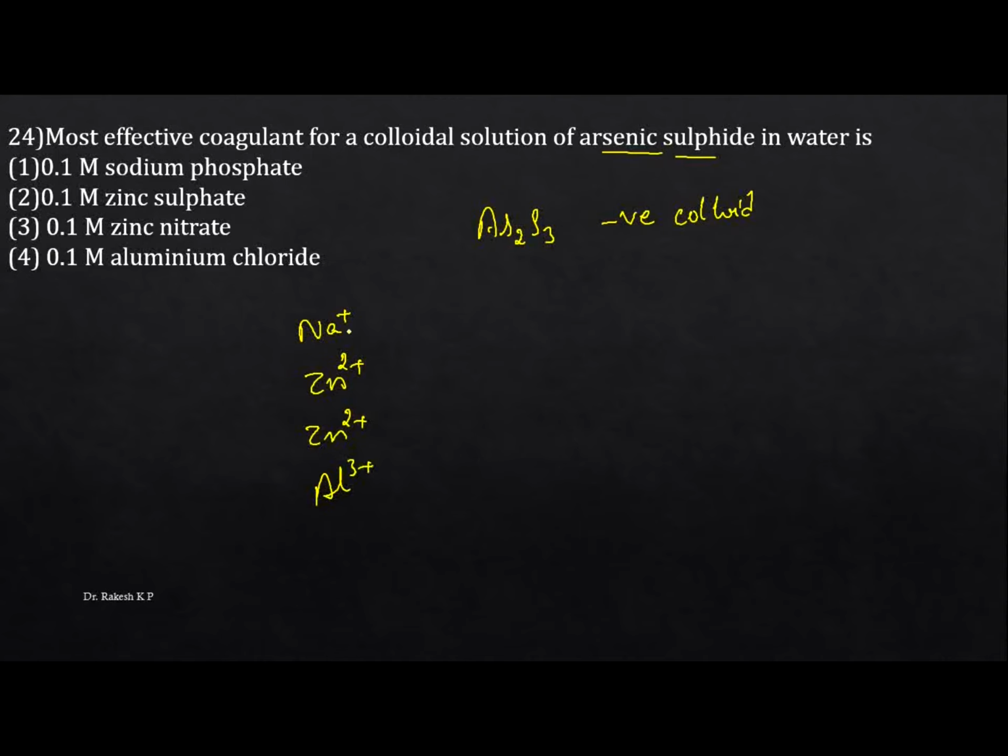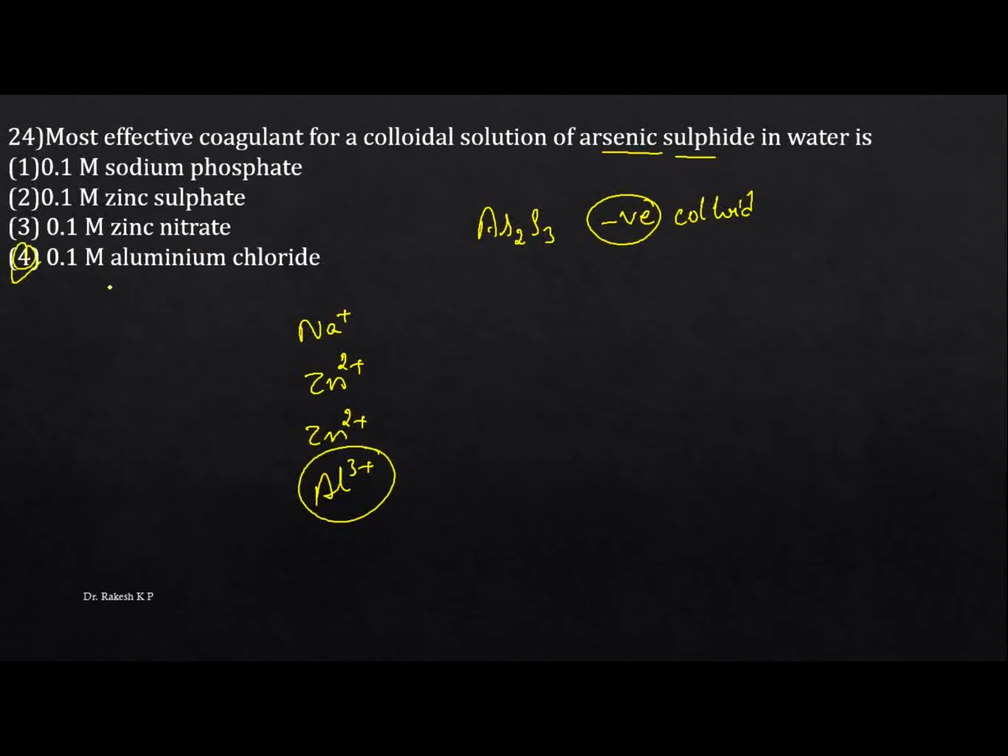The larger the valency of the active ion, the greater is the precipitating power. If this is the negative one, identify the positive ion having a higher charge. The positive ion with the higher charge is the aluminium chloride. Hence the most effective coagulant for a colloidal solution of arsenic sulfide in water is the fourth one, aluminium chloride.